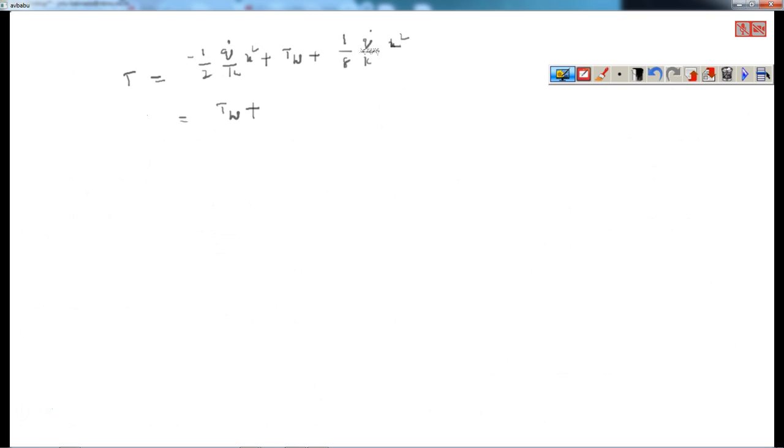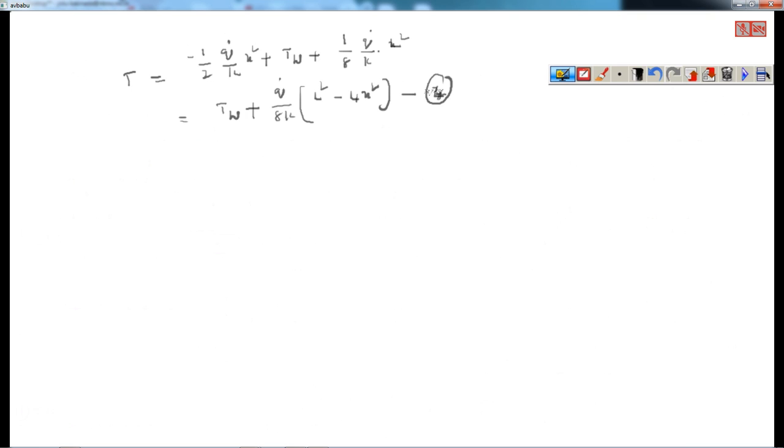Now therefore T is equal to, I can write TW, I'll take it out here, and Q dot by 8K I am taking out, then it becomes L square, minus here 2 only is there, but here 8 I have taken, therefore this is going to be 4x square. Okay, this is equation number 4.